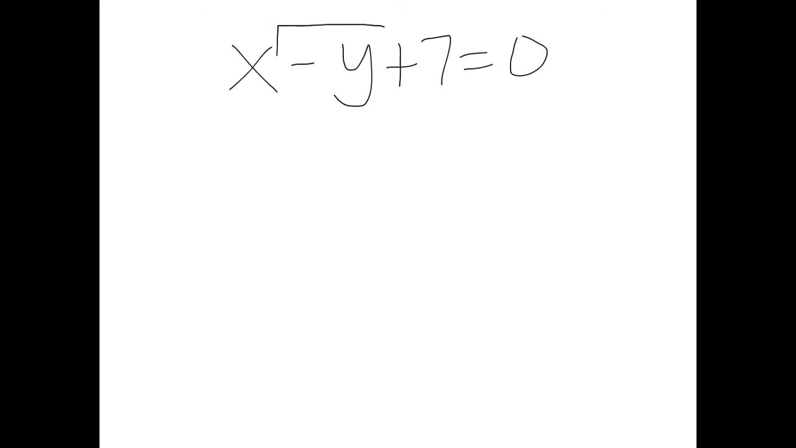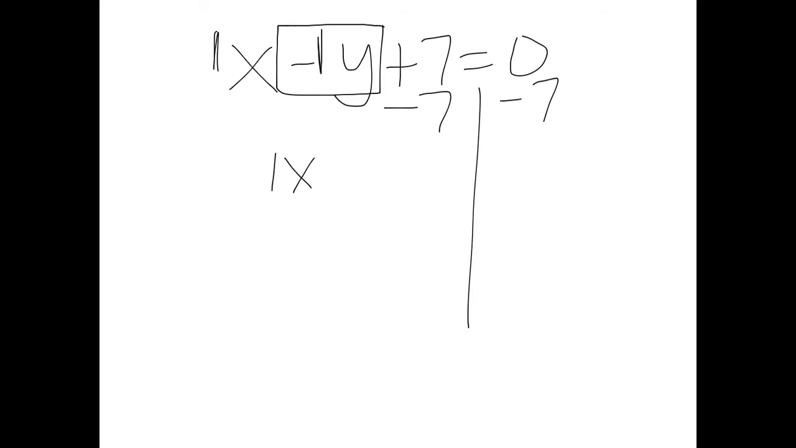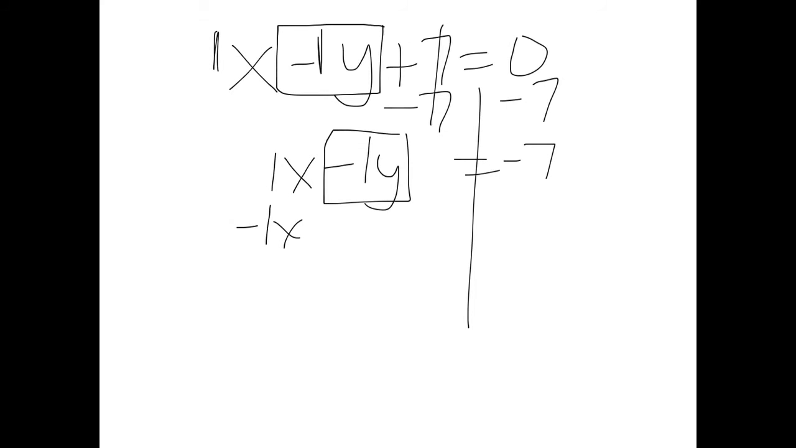I find my y. Put numbers in front of them. Now I have two things to get rid of, so I'm going to go ahead and get rid of this plus 7 first by doing minus 7 to both sides. Bring down my 1x, bring down my minus 1y. Those cancel. 0 minus 7 is negative 7. Rebox that. Minus 1x, minus 1x. That cancels. Bring down my negative 1y.